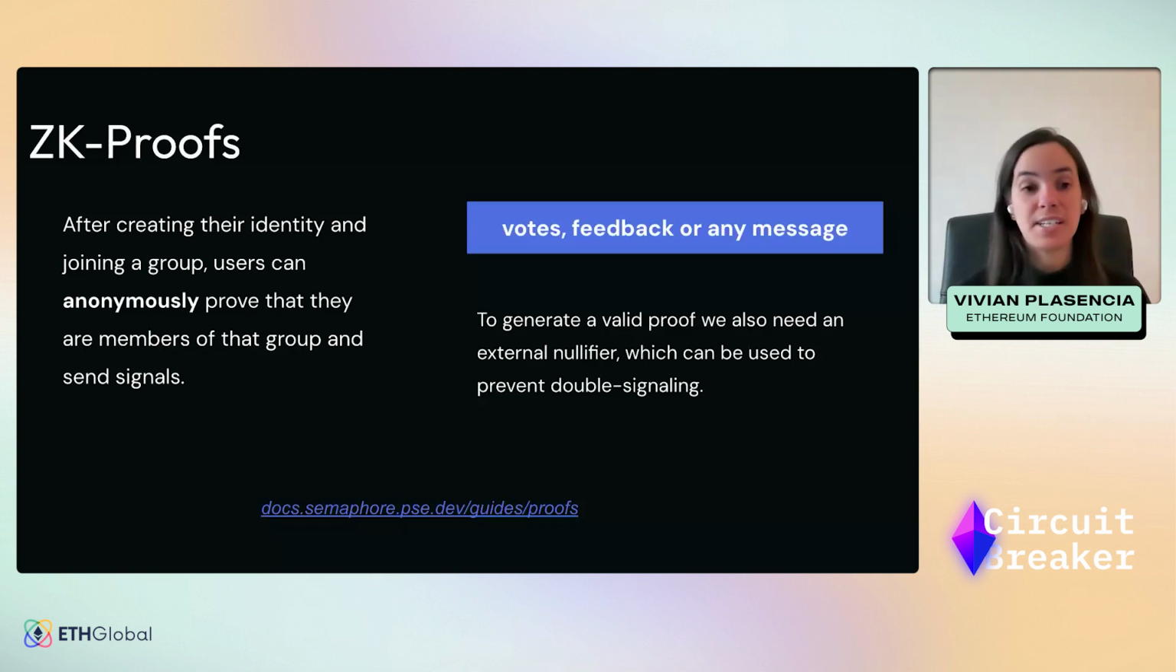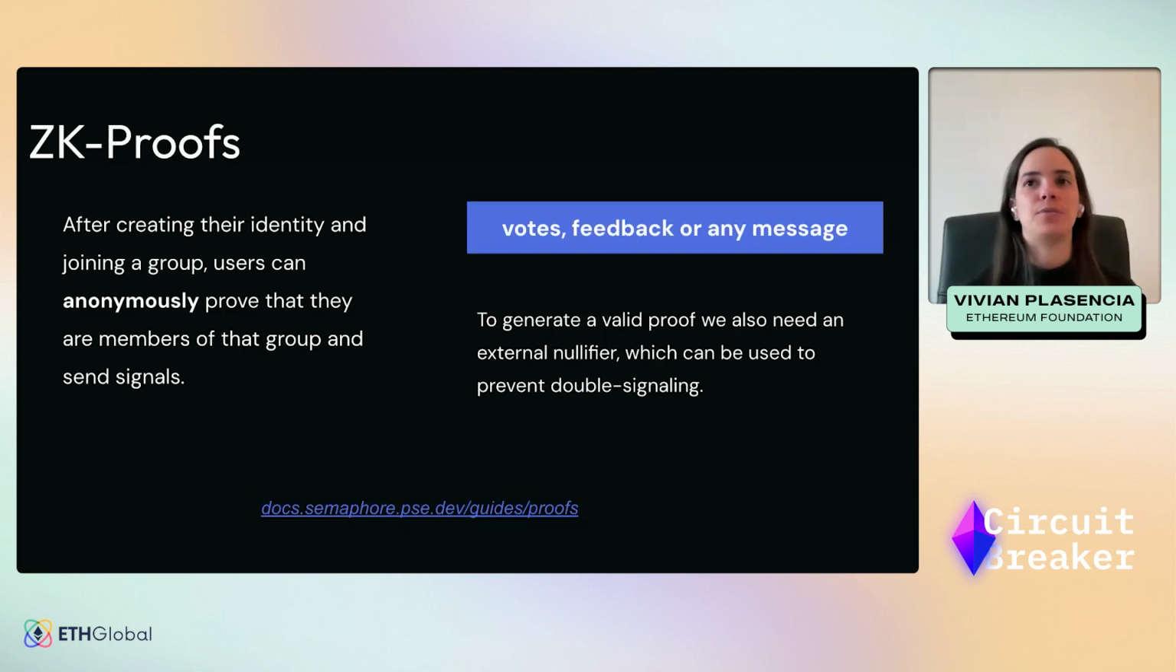After creating an identity and joining a group, users can anonymously prove that they are members of that group and send signals. To generate a valid proof, we need an external nullifier, which can be used to prevent double signaling. This external nullifier is hashed with the identity nullifier, and this hash is used to prevent double signaling.